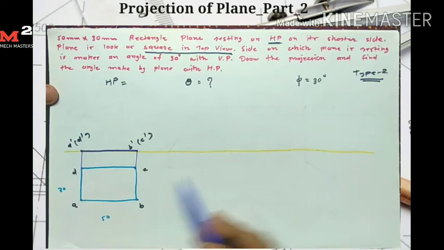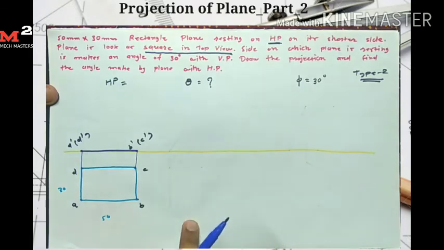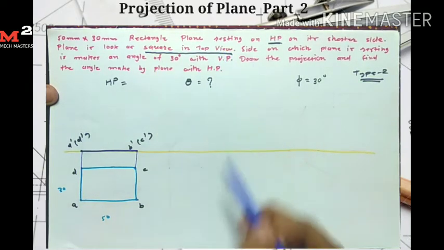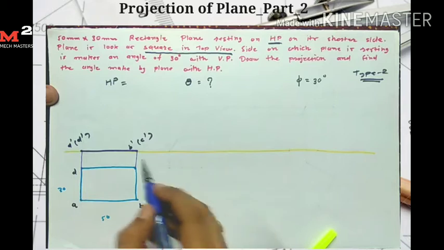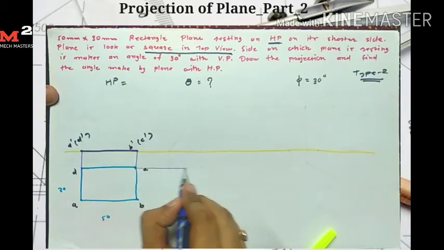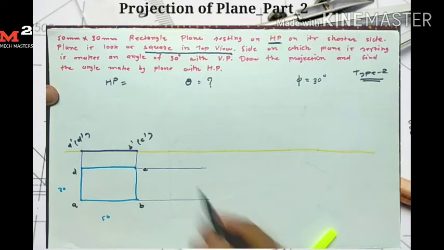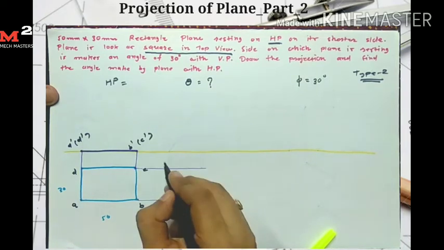So the condition given is that the plane looks like a square in top view. We draw the top view in the horizontal plane, so here we draw a square of 30 mm side, because it's given in the question. So in the top view we are required to draw a square of 30 mm side. For that, first I take the projection from here. So here I take the points A and D.